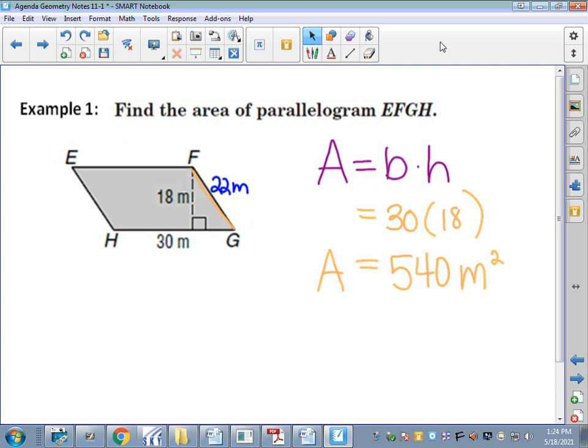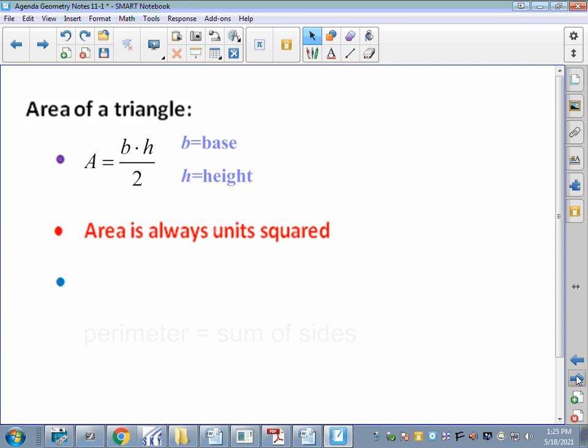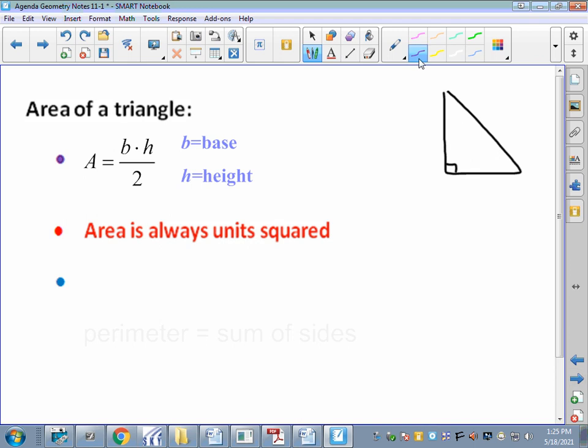So let's talk about a triangle. We all know what a triangle is. It looks a lot like parallelograms. The area is base times height all over 2. We know that the b stands for base, the h stands for height. I also rewrote this: the area is always units squared. I could give you a nice, neat right triangle, right? I could tell you the base is 12 and this height is, I don't know, 16. You could figure out the area.